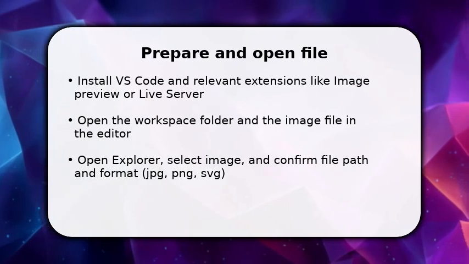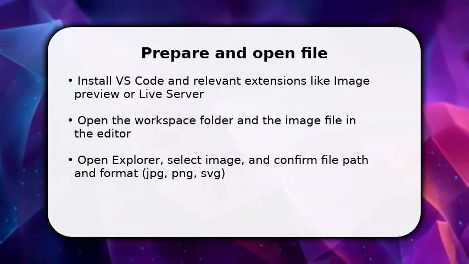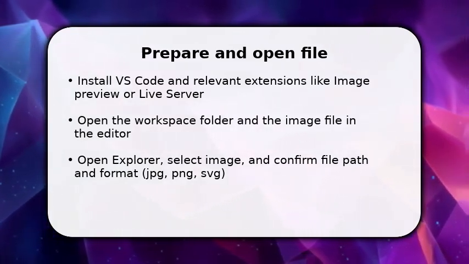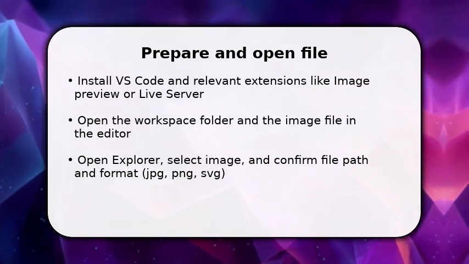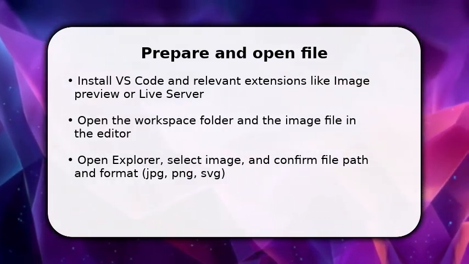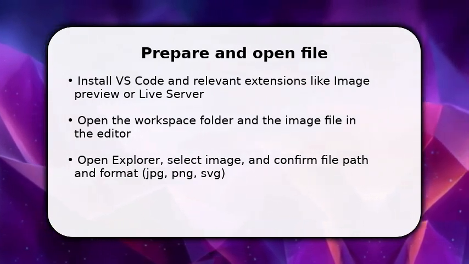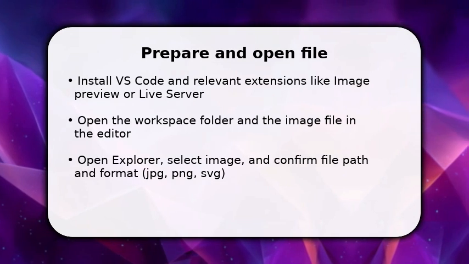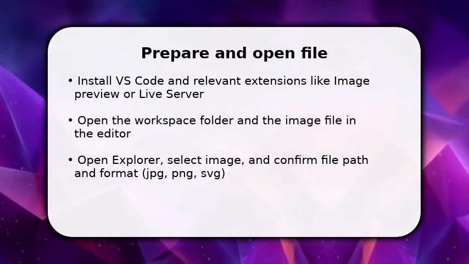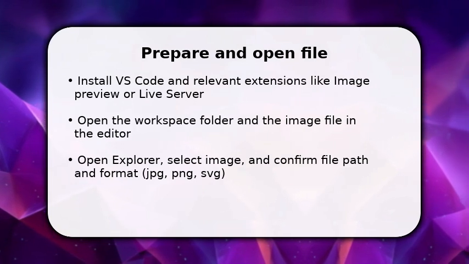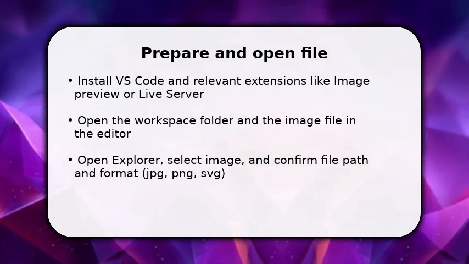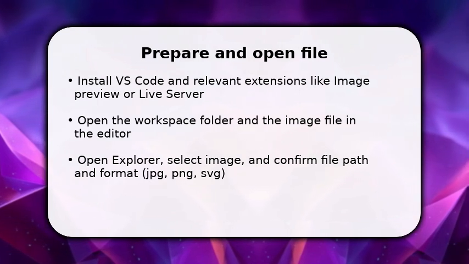Enjoy the video. You start by ensuring VS Code and an image helper extension are installed so you get inline previews. Open your project folder and click the image to load it in the editor pane. Once the image is open, note its file path and format. This matters for which tools and commands to use. Make sure the integrated terminal is visible for commands and that you have the right permissions to modify the file in place.